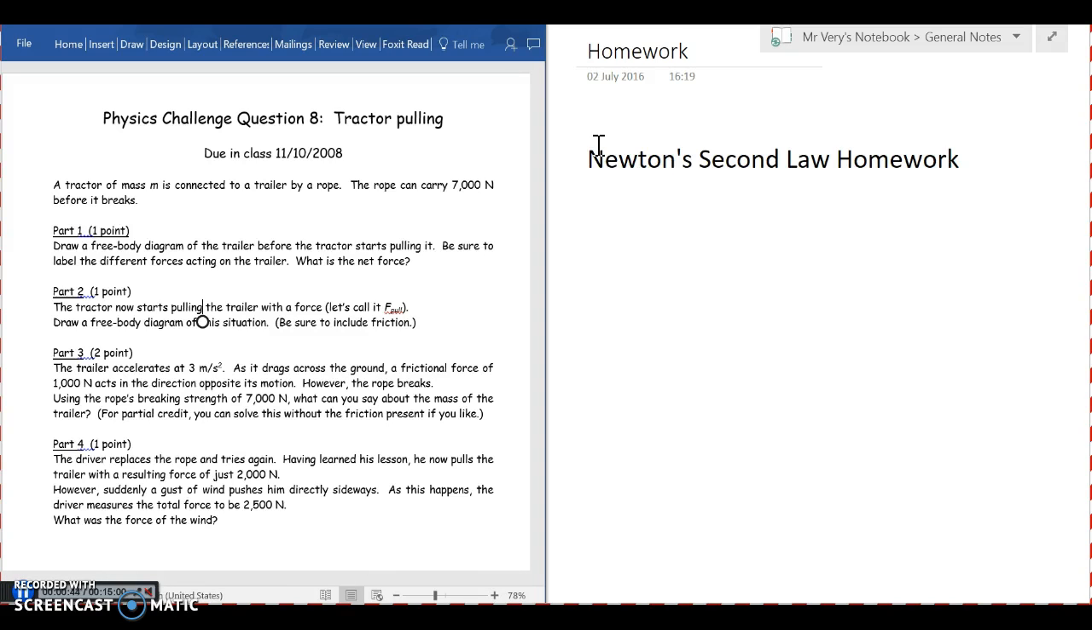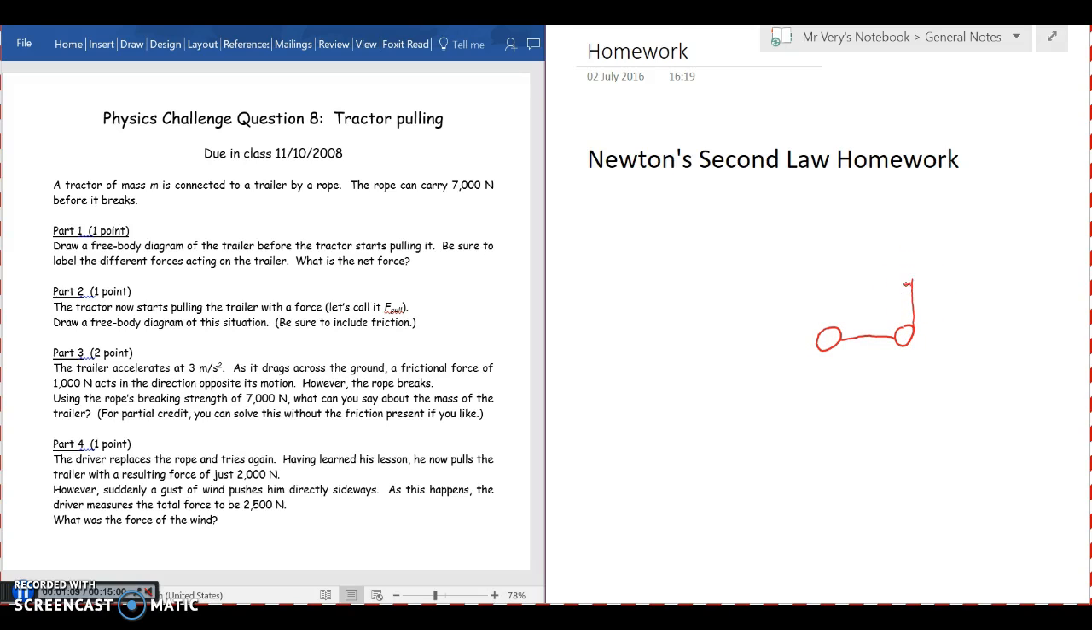The questions are quite hard, so I'm going to give you a few hints now. So take a look at the first question. You're asked to draw what's known as a free body diagram of a tractor which is attached to a trailer by a rope. I'll tell you now that a free body force diagram is just where you draw all the objects which are involved in the question. So here's going to be our tractor.